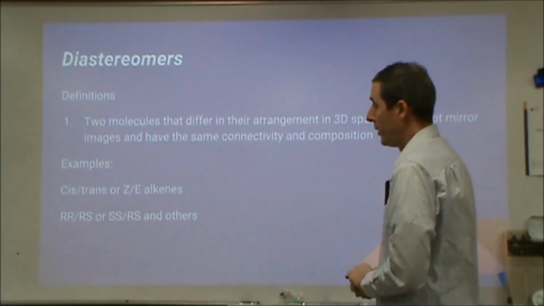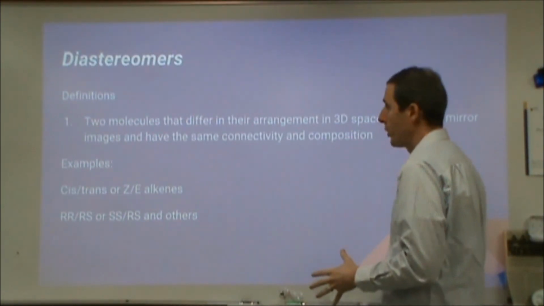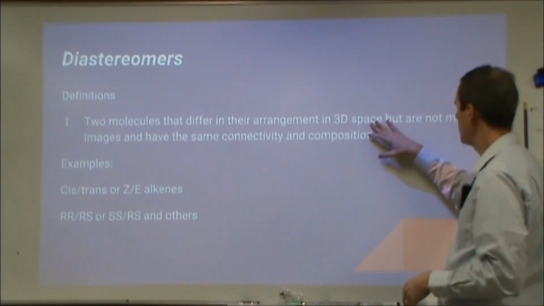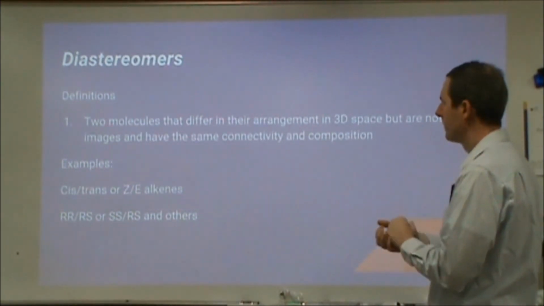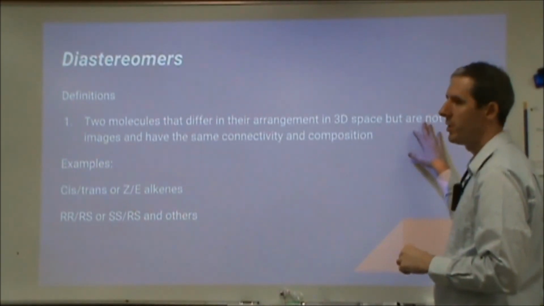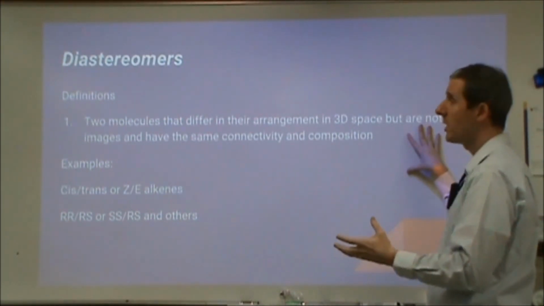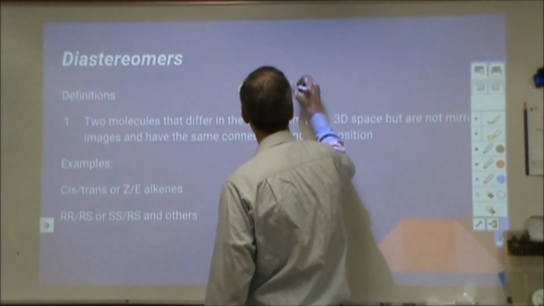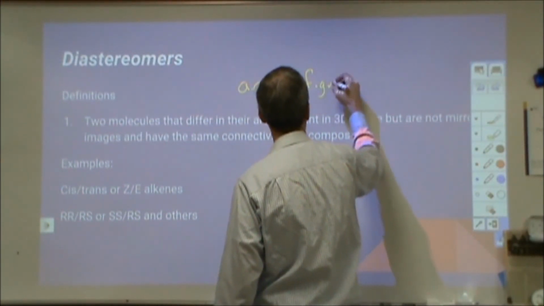So diastereomers is kind of your catch-all term. Diastereomers are 2 molecules that are different in the arrangement in 3-dimensional space, but have the same connectivity, same composition, but they're not mirror images of one another. So essentially, what this definition is saying is they are configurational isomers. They're different in 3-dimensional space, but the same otherwise.